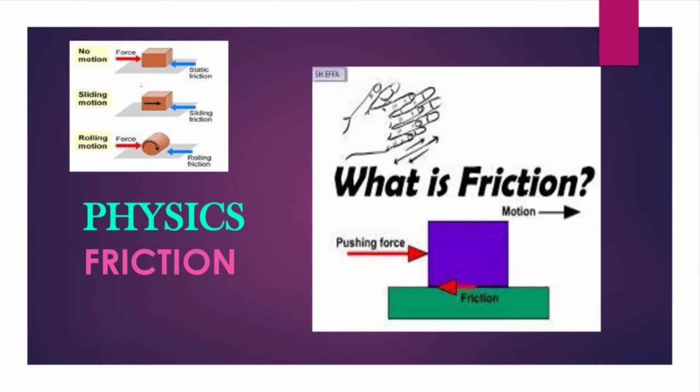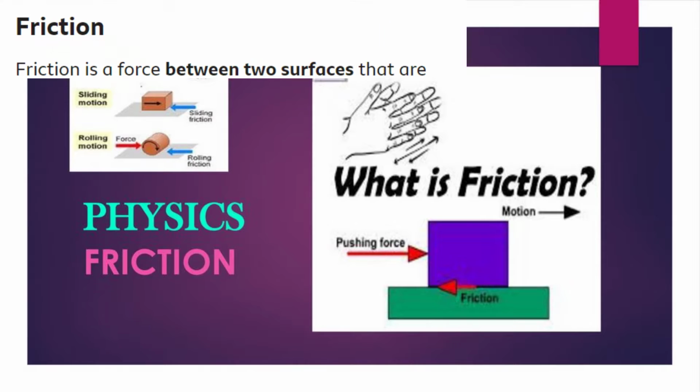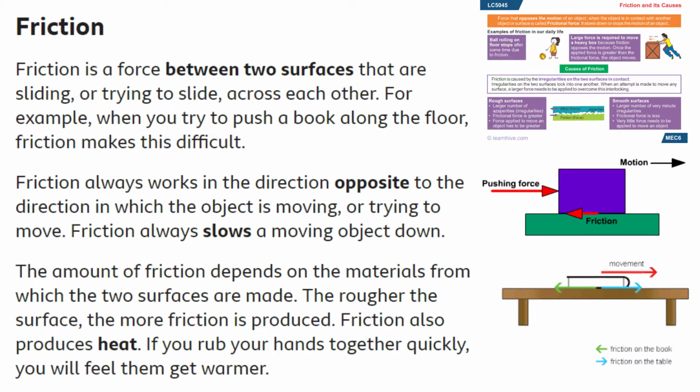Friction is a force between two surfaces that are sliding, or trying to slide, across each other. For example, when you try to push a book along the floor, friction makes this difficult. Friction always works in the direction opposite to the direction in which the object is moving, or trying to move. Friction always slows a moving object down.